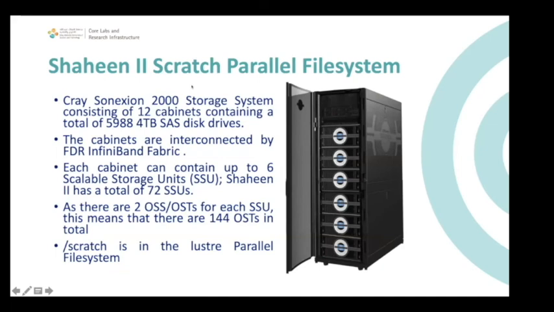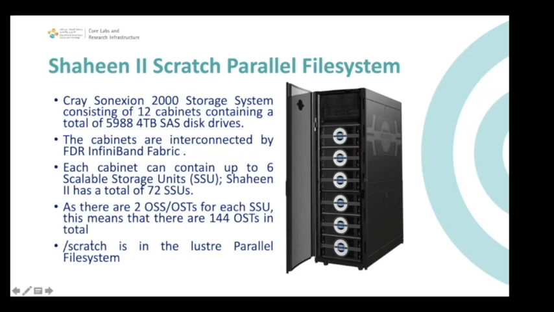Now we come to the storage. We started Shaheen 2 with the Scratch parallel file system. That is a Sonexion 2000 cluster file system with 12 cabinets. That's nearly 6,004 terabyte drives. Look at that, and you will see how the technology evolved a few years later in our latest upgrade. We use InfiniBand to connect that to Shaheen, which is a fast, low-latency interconnect. And it has 144 OSTs, or storage targets. You will see that that's one of the areas you can use to optimize your I/O.